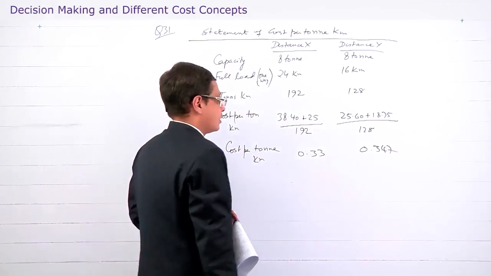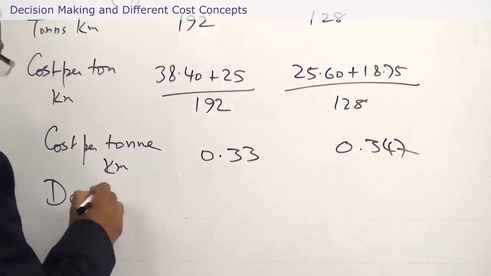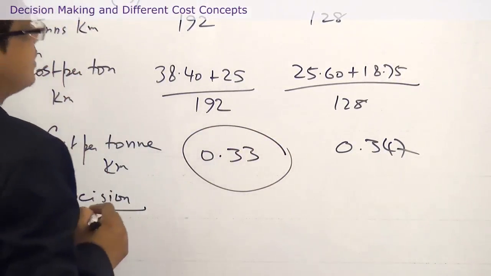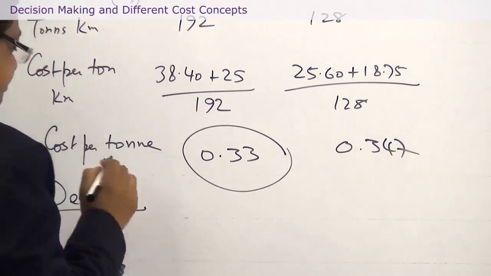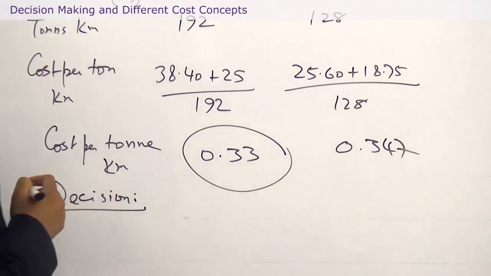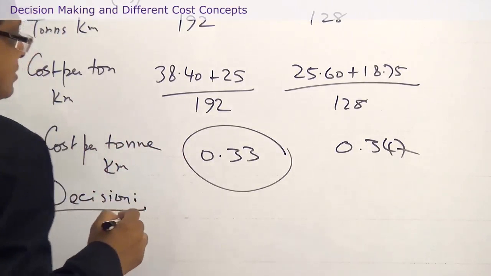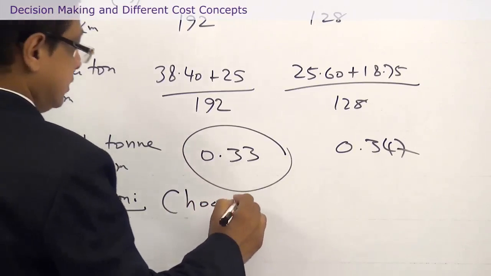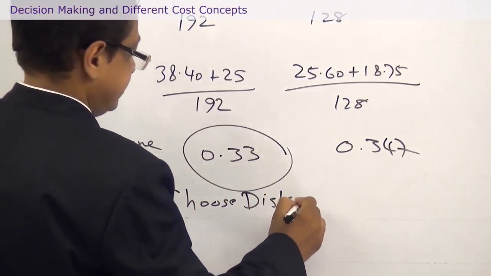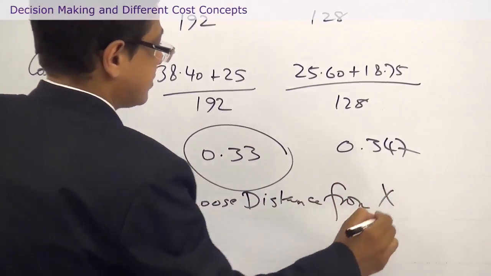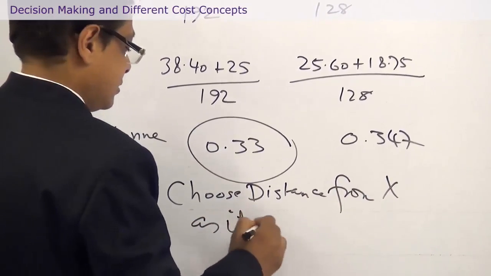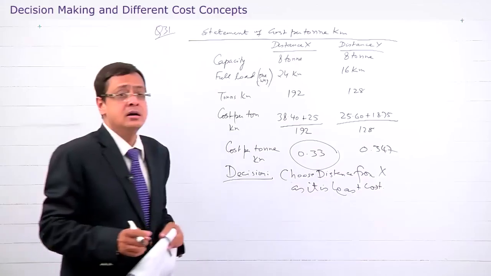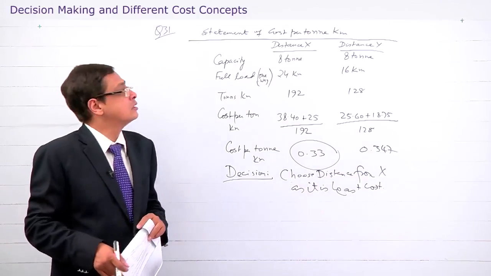So what is the conclusion? Which cost is lower? The decision is, the cost which relates to distance x is lower. So the decision will be to choose distance x. So decision is choose distance x as it is the least cost. So this is the solution of question number 31.